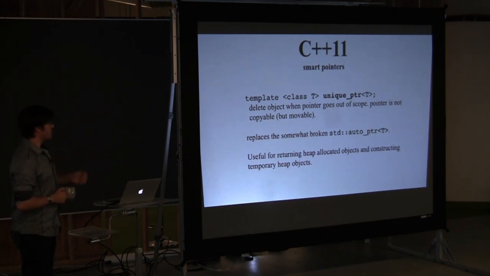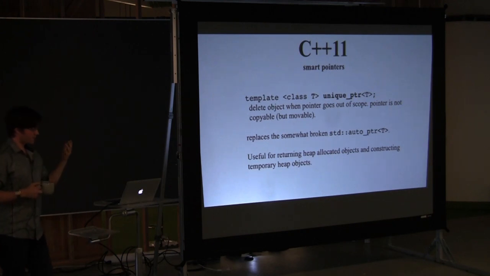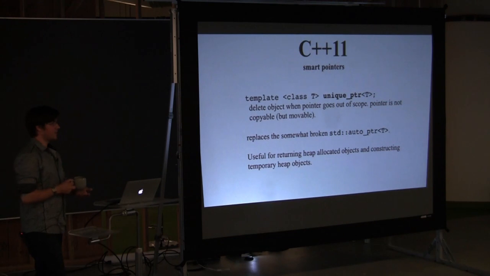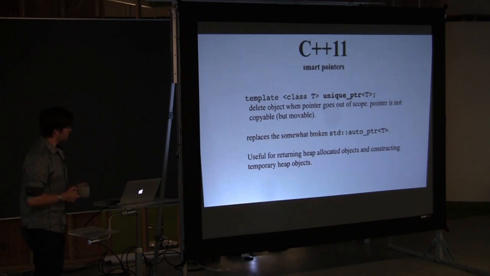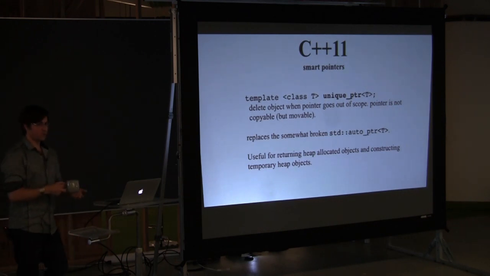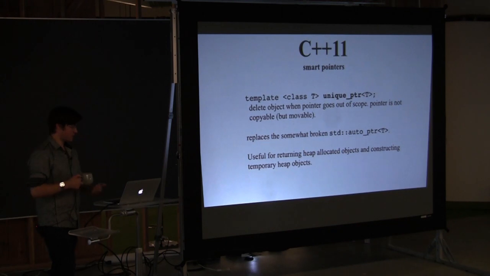Now you can return a unique pointer so that the caller of the function receives a unique pointer, and the object will automatically be freed unless the caller specifically asks it not to be. So you sort of flip it around. You have to put effort in to get a memory leak versus the other way around.